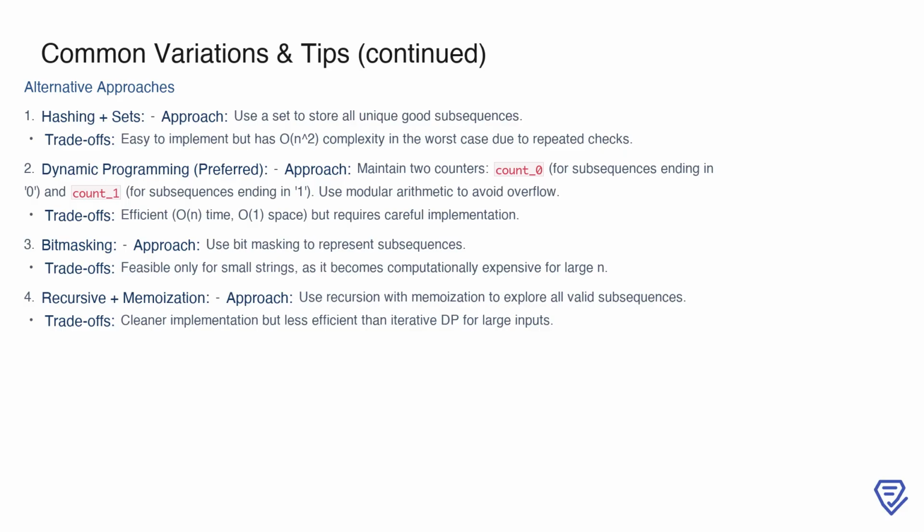Another method is bit masking, where you represent subsequences using bit operations. However, this becomes computationally expensive for long strings, so it's only practical for small inputs. Finally, you could use recursion with memoization to explore all valid subsequences. While this approach is often cleaner to implement, it's generally less efficient than iterative DP for large-scale problems. Choosing the right approach depends on the input size and the specific constraints of your implementation.